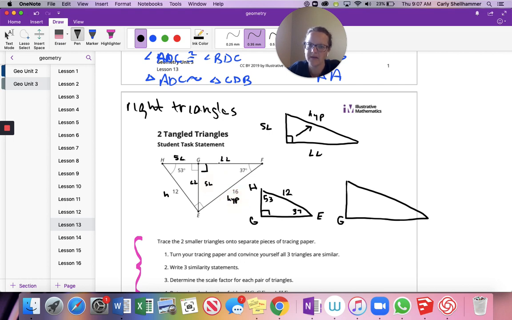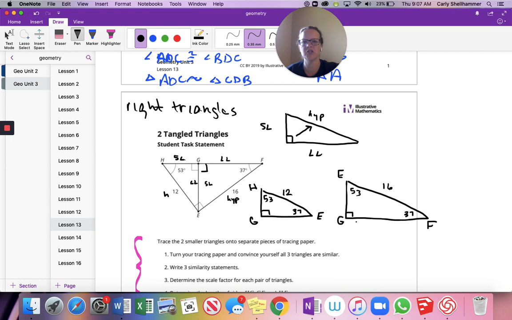So the long leg goes GF. The short leg goes GE. And what things do we know? We know angle F is 37. Therefore, we know angle E is 53. G is 90. Do we know any measurements? The hypotenuse is 16.